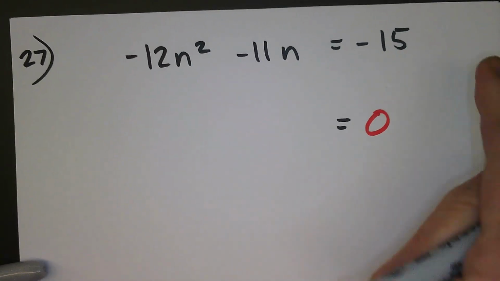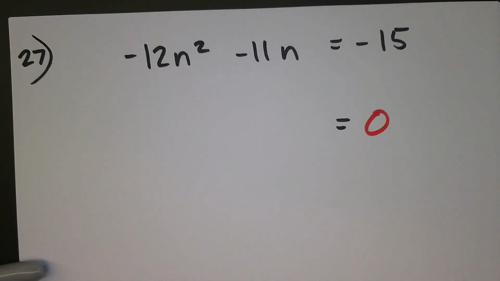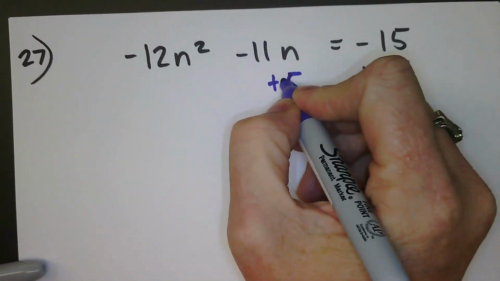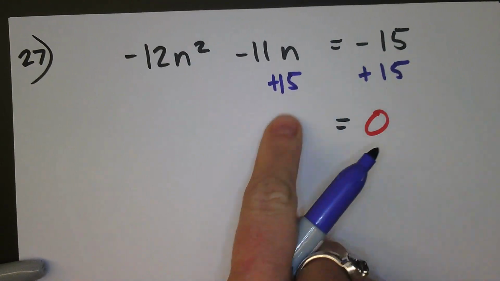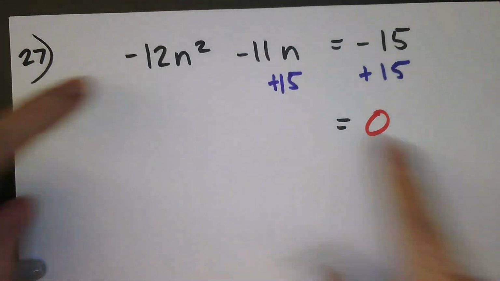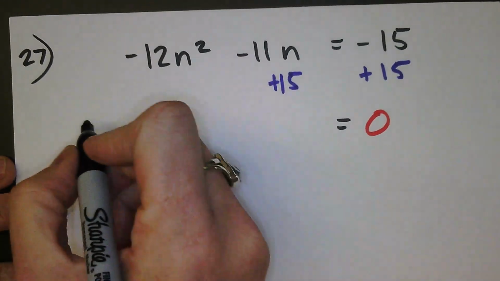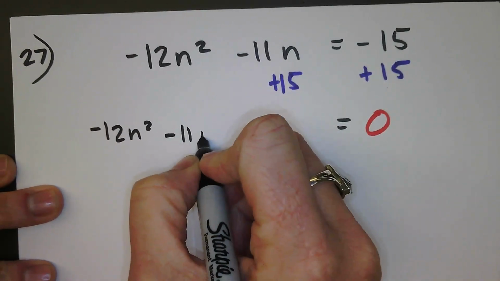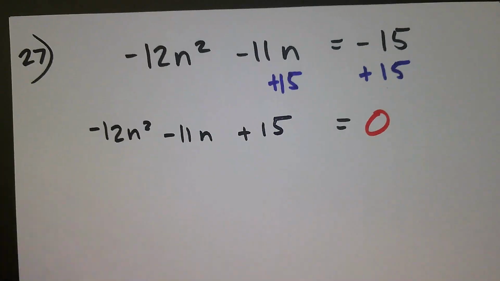I need to get all of my pieces over here. And right now, the only way to do that is to add this 15 to both sides. Now I'm putting a 15 on the right side of the equal sign and on the left side. There's no like terms here, so I'm just going to write mine in standard form: negative 12n squared minus 11n plus 15 equals 0. Now I have my full quadratic on the left.